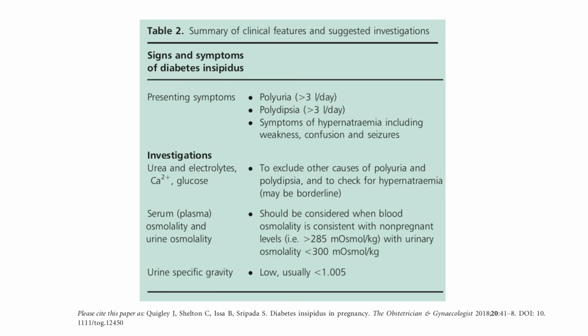Summary of clinical features and suggested investigations. We've also looked at this, so you can also have a look through. So presenting symptoms of polyuria greater than 3 liters a day, polydipsia greater than 3 liters a day as well. Investigations including urea, electrolytes, calcium, glucose, serum plasma osmolality, urine osmolality, and urine specific gravity.